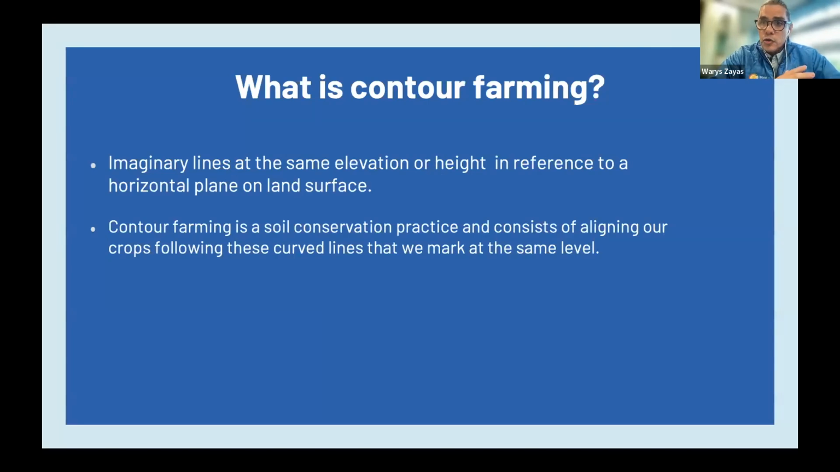So as an introduction, what is contour farming? Let's start by defining what contours are. Contours are imaginary lines at the same elevation or height in reference to a horizontal plane on the land surface. So contour farming is a soil conservation practice that consists of aligning our crops following these curved lines that we mark at the same level, okay?